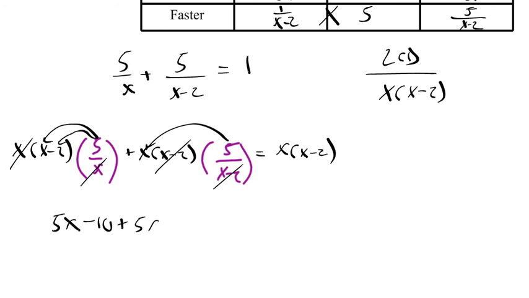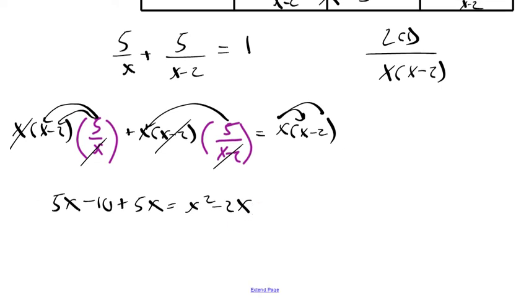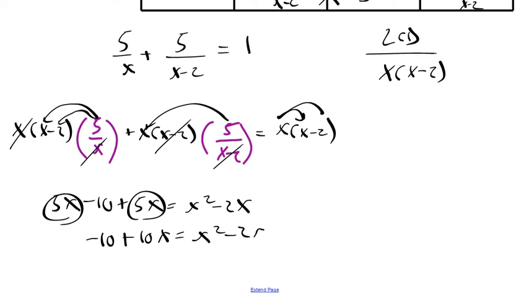So I get plus 5x equals, I'm going to go ahead and do the distributive property. So x squared minus 2x. And now we have a quadratic. Let's put it in standard form. Okay, I'm going to go ahead and add these guys together. So I get -10 plus 10x equals x squared minus 2x.